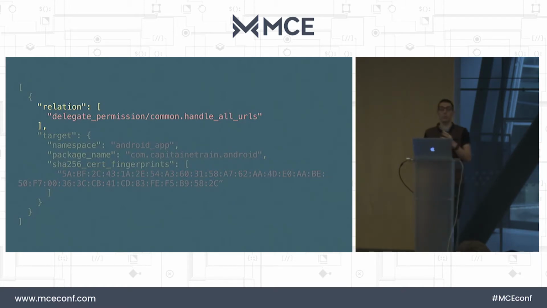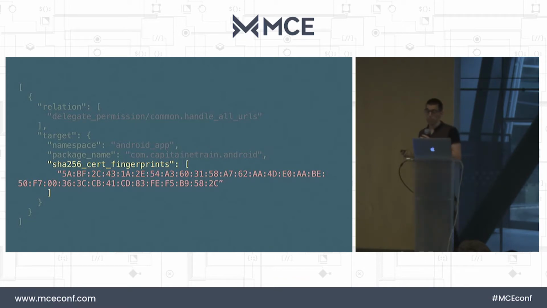So the source is obviously the one containing the file. In our case, it's the website. The website will delegate the permission to handle URLs to the target, which is in our case an Android app. This Android app is defined with a package name, com.captaintrain.android, and a fingerprint, which is a SHA-256. We'll see later how we can get this SHA, but basically it's a target. It defines a target, so a platform and a package name.